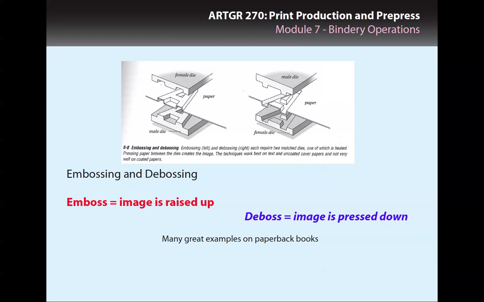Similar to die cutting is embossing, and another term called debossing. So an emboss is when the image is raised up on the paper, and a deboss is when the image is pressed down into the paper. And both of these work with two metal dies. So you have two dies, and they kind of sandwich the paper between them to create the shape. So you can use text, you can use artwork and other creative designs to create custom embossing and debossing.